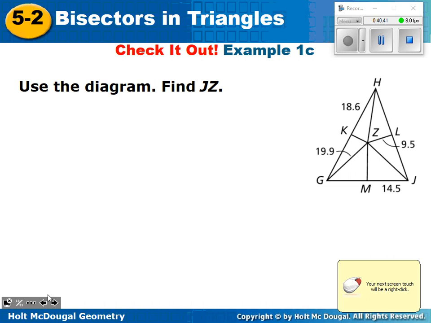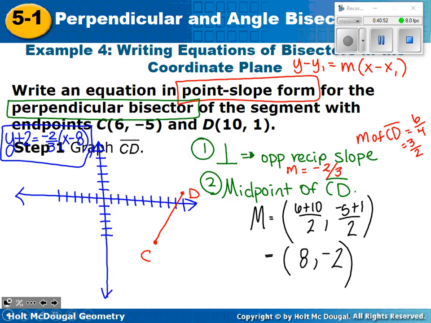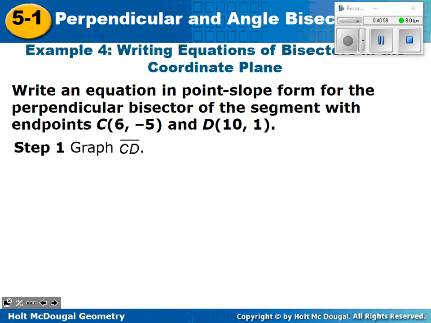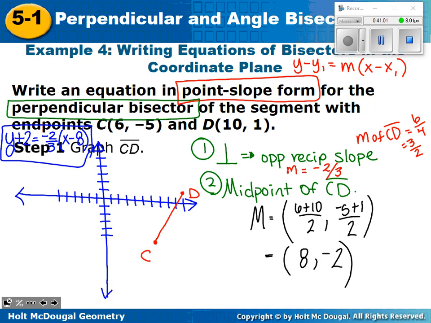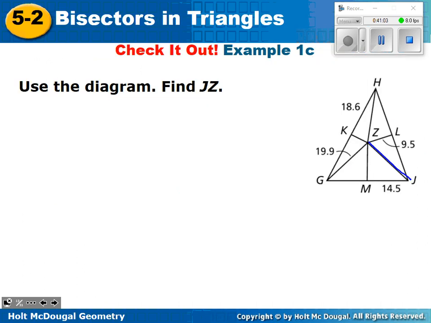Same question, same information, but this time they want us to find JZ. Okay? I don't know why it just did that. Oh, good grief, Ashley. There we go. Okay, so let's go back and mark what we already knew really quickly. KZ was the perpendicular bisector. So I'm going to go back and put that on my picture.